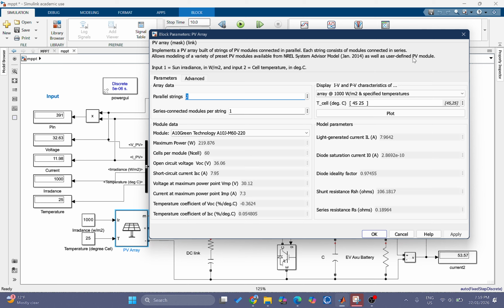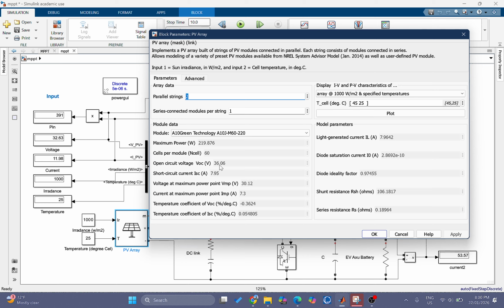In the case of the PV array, we have calculated and found that we require two strings of PV arrays which are connected in series, and the module I have selected is the A10 Green Technology 220 watt, so it will produce a maximum power of 219.876, approximately 220 watt. The number of cells per module is 60.